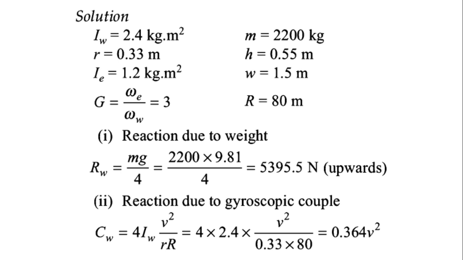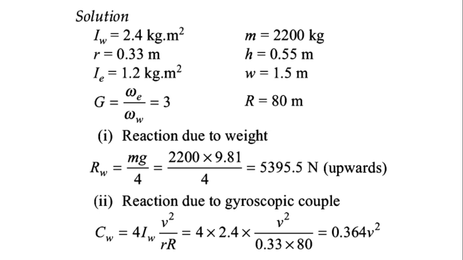So with the given conditions, Iw is 2.4 kg meter square, small r is 0.33 meters, Ie for the engine part is 1.2 kg meter square, the mass is 2200 kg, h is 0.55 meter, w is 1.5 meter, and capital R is 80 meter. So the reaction due to the weight will be Rw equal to mg by 4, the total weight divided by 4, so 2200 into 9.81 divided by 4. So we get 5395.5 Newton, that will be upwards.